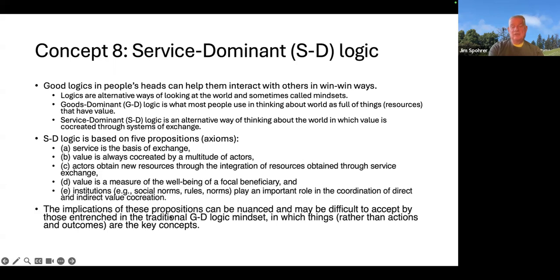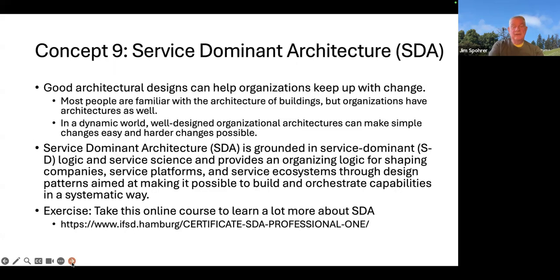The implications of these propositions can be nuanced and may be difficult to accept by those entrenched in the traditional GD or goods logic mindset, in which things rather than actions and outcomes are the key concepts. So anyway, I'll just make a note that concept 8 is a very complex one, service dominant logic.